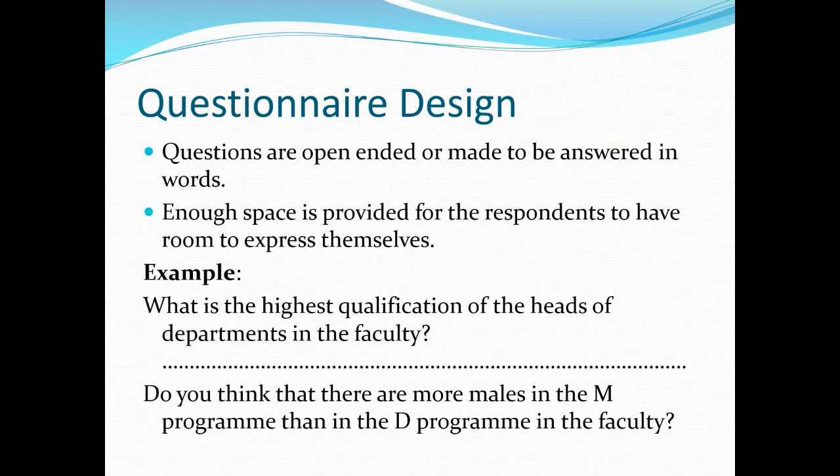But if it was coding, you simply ask if the qualification is BA or MA, so you simply put number 1, 2, 3, as the case may be, if it is in the case of quantitative methods. Other examples could be, do you think that there are more males?